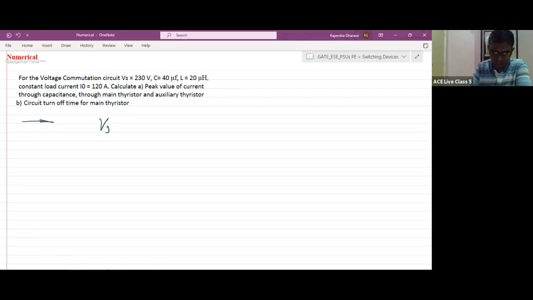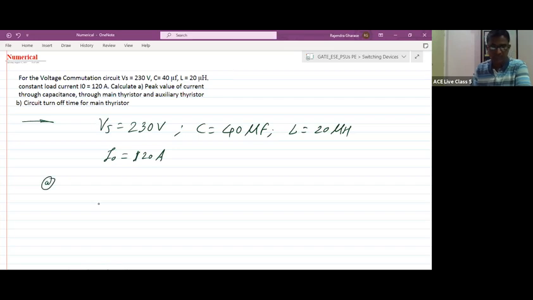First of all, let us note the data. Supply voltage is 230 volt. C is equal to 40 microfarad. L is equal to 20 microhenry. I0, that is the load current, is equal to 120 ampere. So first thing, the peak current through the capacitor, IC peak.